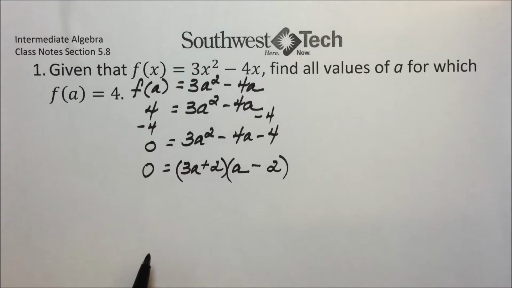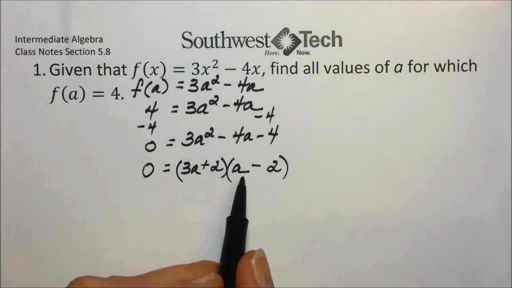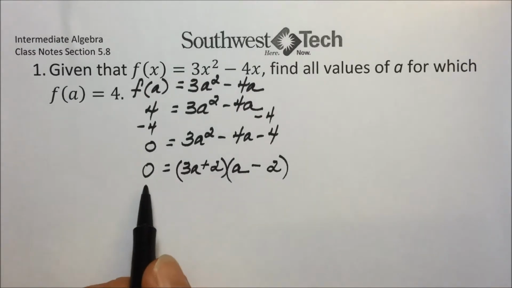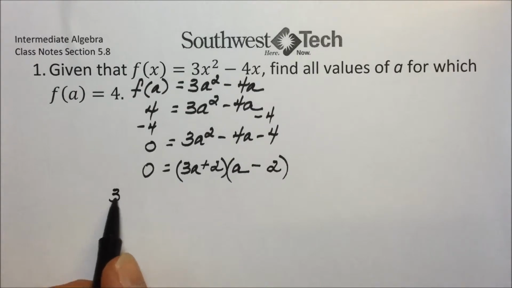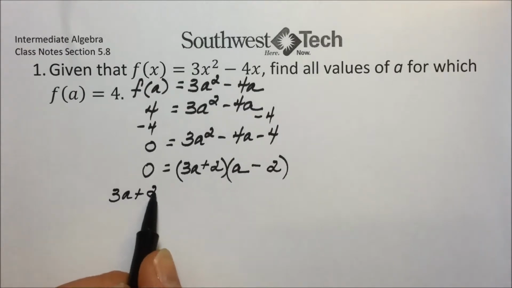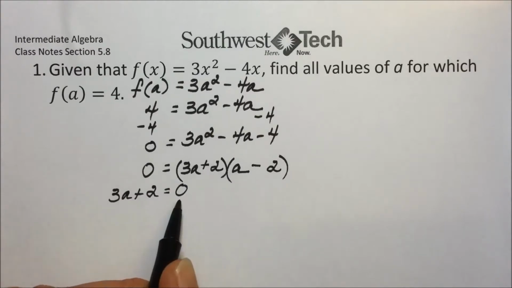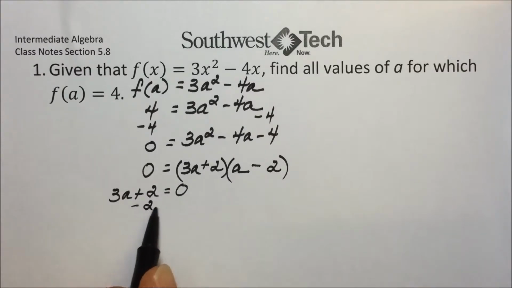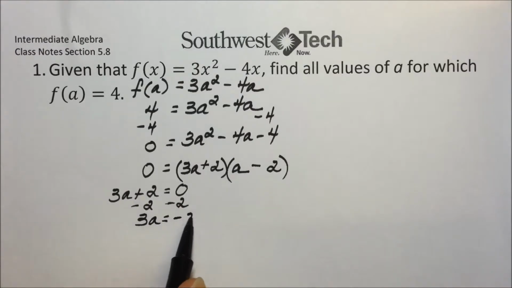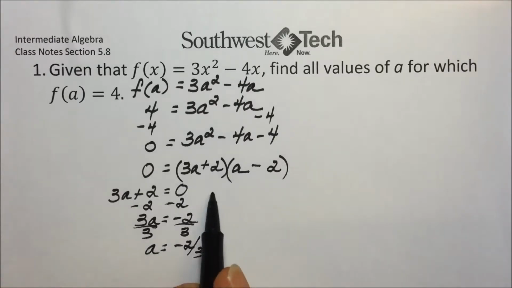The zero product property says that two things multiplying together resulting in a 0 means one or the other of those factors is 0. So either this term is equal to 0, and if we solve for a, we'll subtract a 2 from each side. And then to get a completely by itself, divide through by 3, leaving us with a solution of negative 2/3.